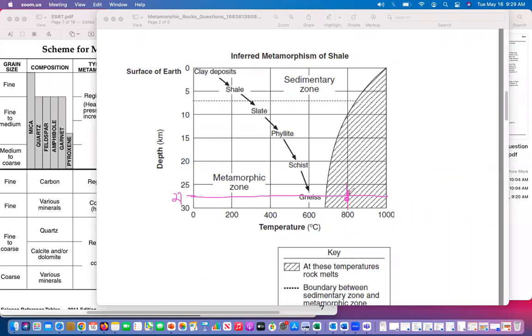So they're asking, why is it that gneiss would not form at this location? Well, what is this symbol right here? If my dot is here, where these lines of symbols are, what happens at the lines? It says right here, at these temperatures, rock melts. So why wouldn't gneiss be created at a depth of 27 kilometers and 800 Celsius? Because at this temperature, the rocks melt. That is your correct answer. At this temperature, the rock melts. That's why gneiss would not be created here. That is your answer.